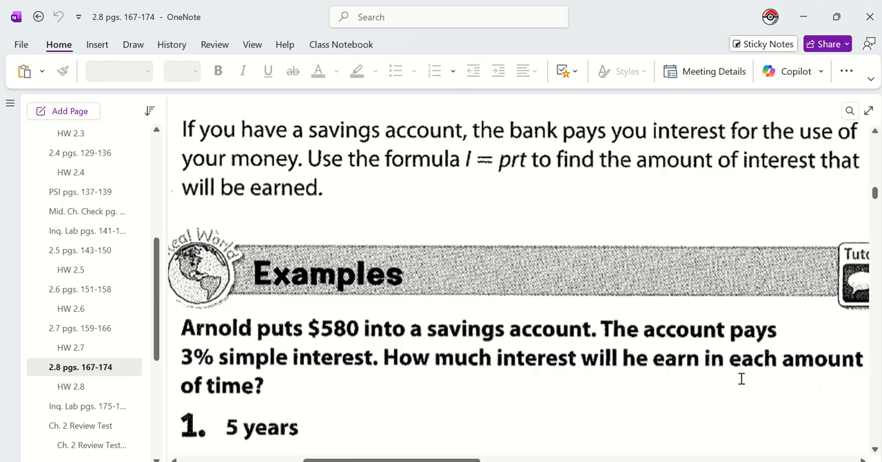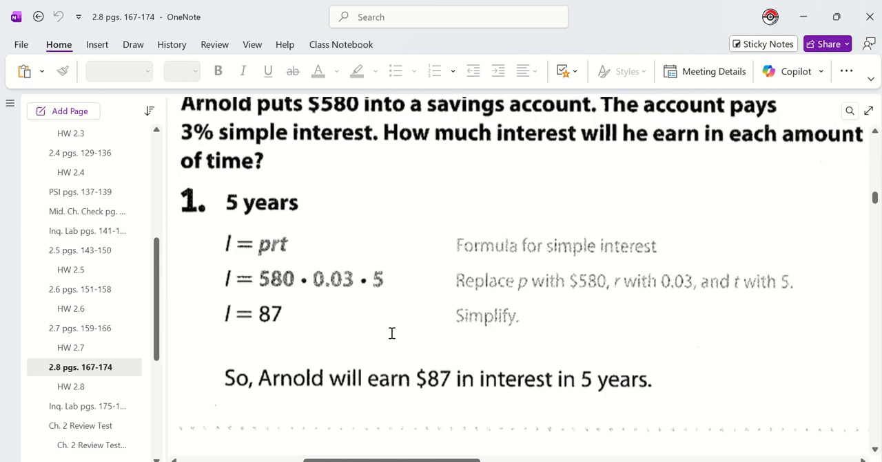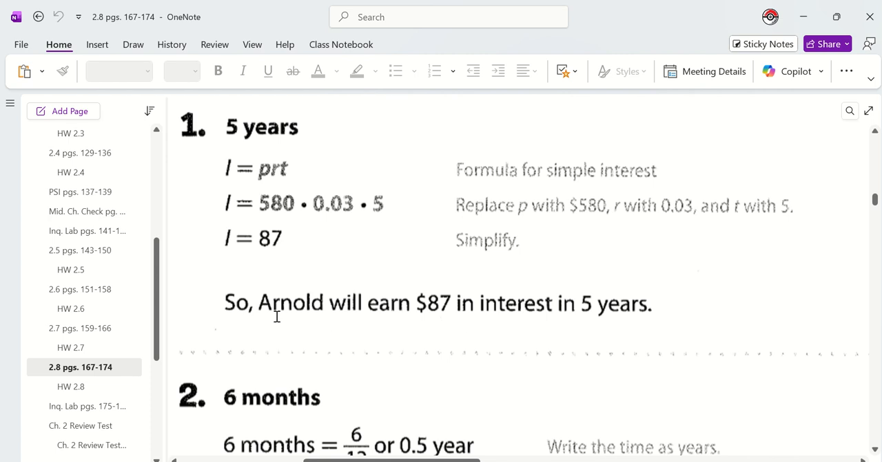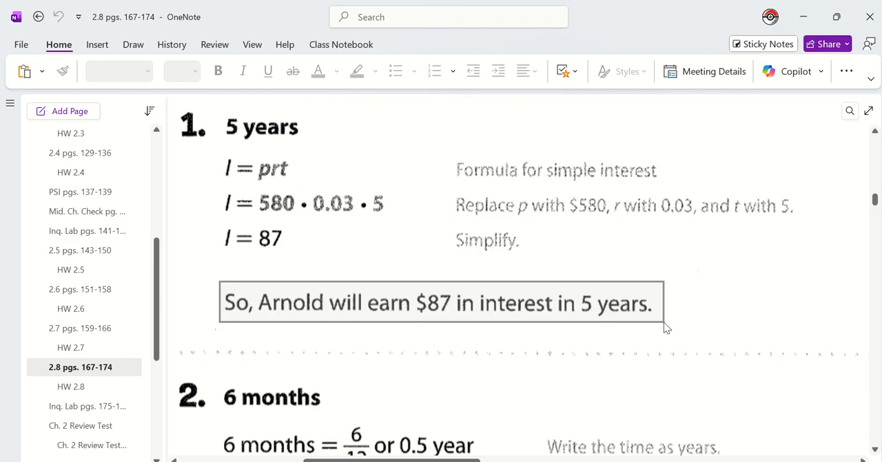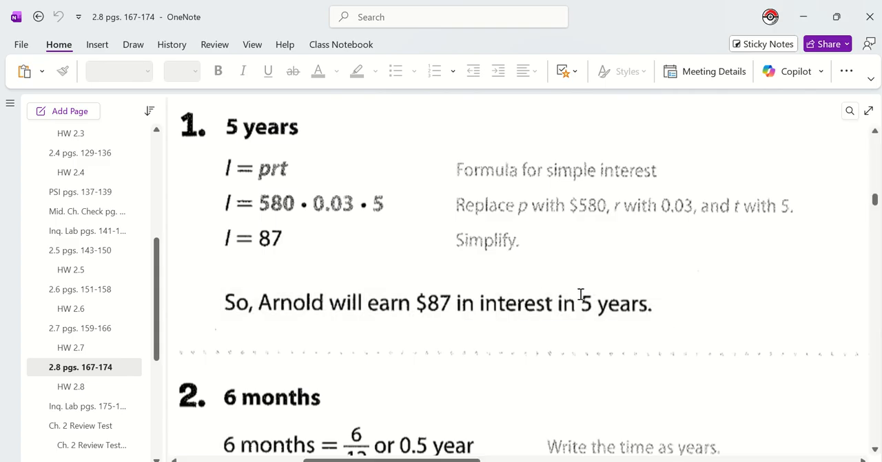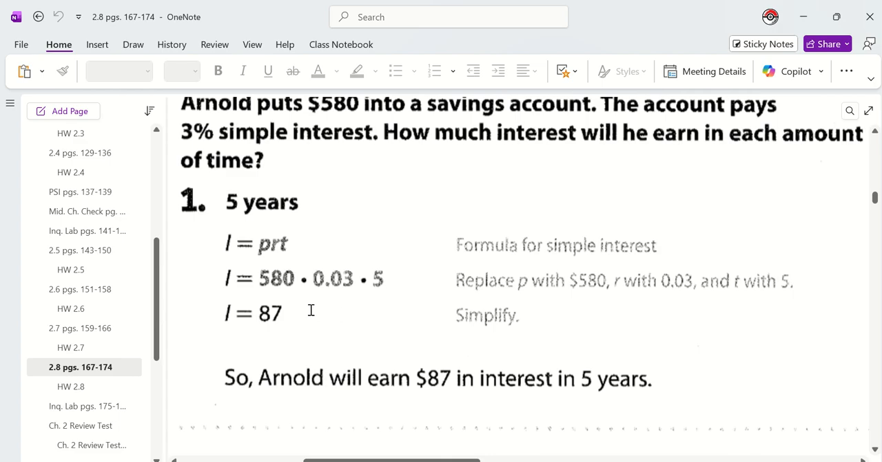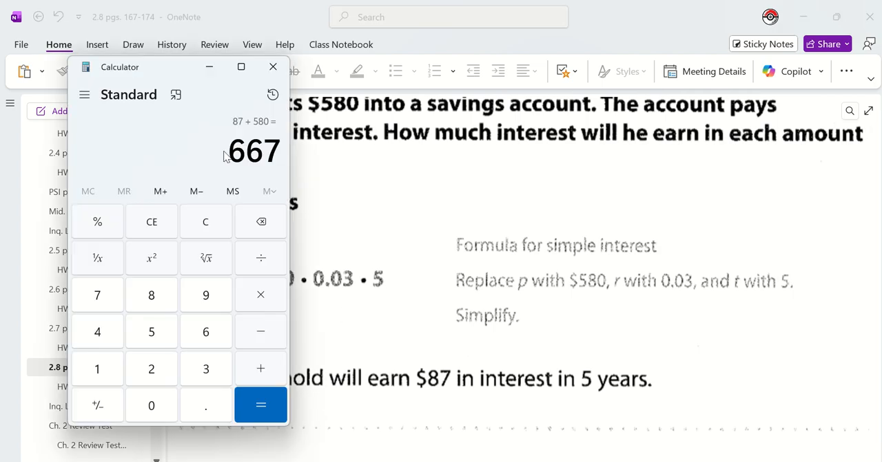So here we read the whole question. How much interest will he earn in each amount of time? So in this case, they only wanted the what? Interest. They only wanted the interest. So in 5 years, he would make $87. And so they put in a sentence, Arnold will earn $87 in interest in 5 years. Now, if the question asked, what would his total amount be, like how much money would he have total after 5 years, then you add the 580 to whatever the interest was, which was 87. So after 5 years, his account would have $667 in it.